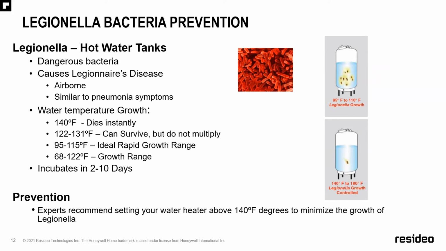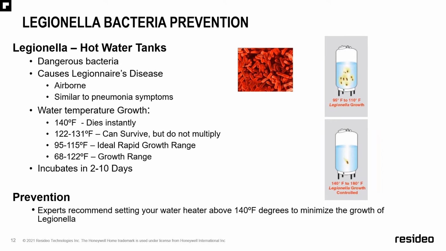Then we know we're heating that water to the point where it kills the bacteria. And then between 122 and 131 degrees, it can still live, but it won't multiply. Now, why is that even in there?